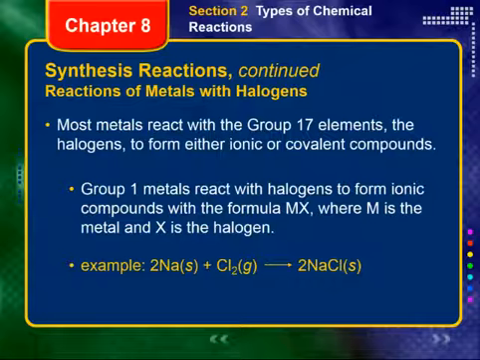Group 1 metals react with halogens to form ionic compounds with the formula MX. Again, that's group 1, so that's going to be +1 charges when they form an ion. Halogens, group 17, give a -1 charge, so you just need one of each in order to balance ionically. And so that formula is MX, where M is the metal and X is the halogen. An easy example is salt, NaCl. We have sodium combining with chlorine gas, Cl2, to form NaCl. That's a group 1 metal and a halogen.